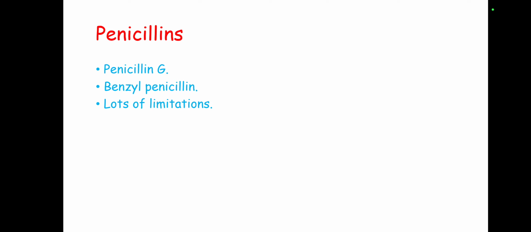Alright, so penicillin. Initially used penicillin was Penicillin G, which was also known as benzyl penicillin. Now, this penicillin has a lot of limitations. So, first of all, we shall check out the limitations of penicillin G, and then we shall discuss how to overcome all these problems.